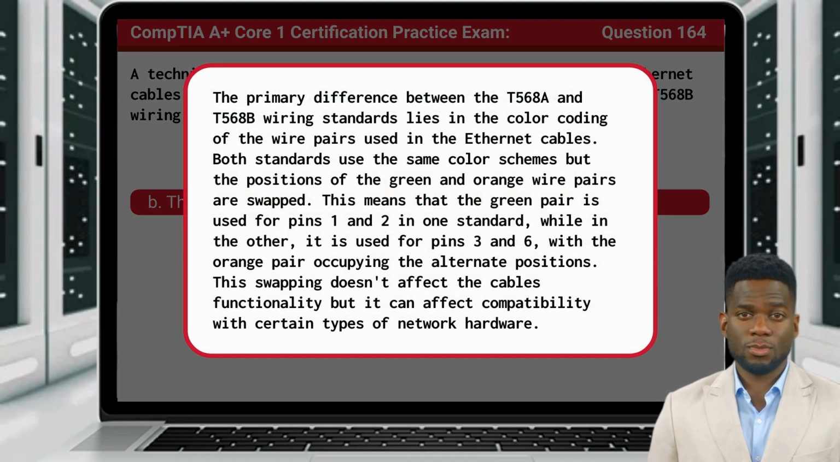The primary difference between the T568A and T568B wiring standards lies in the color coding of the wire pairs used in the Ethernet cables. Both standards use the same color schemes, but the positions of the green and orange wire pairs are swapped. This means that the green pair is used for pins 1 and 2 in one standard, while in the other, it is used for pins 3 and 6, with the orange pair occupying the alternate positions. This swapping doesn't affect the cable's functionality, but it can affect compatibility with certain types of network hardware.